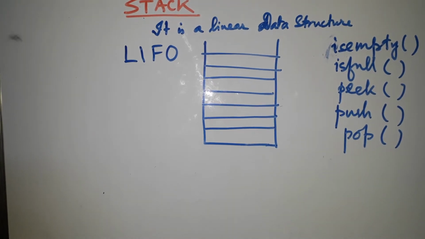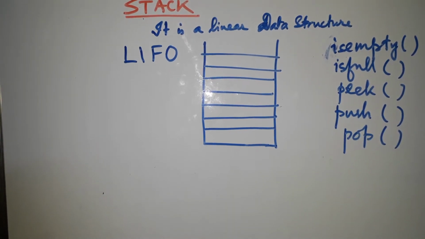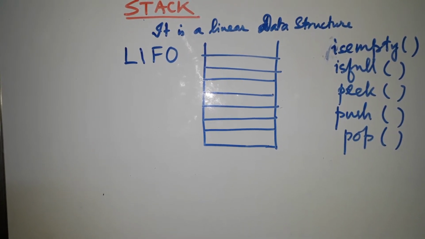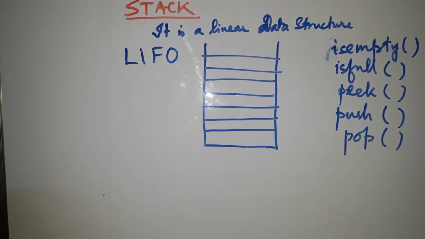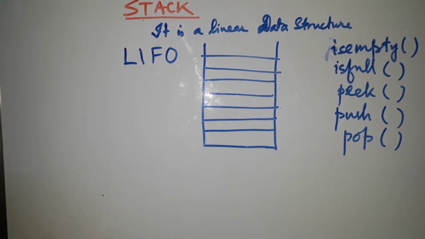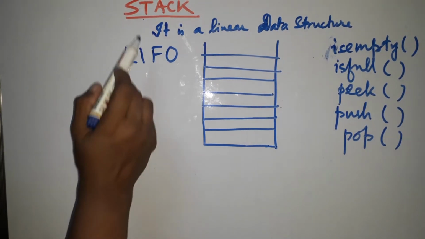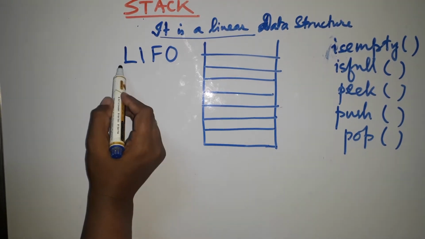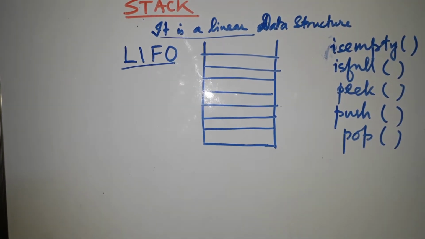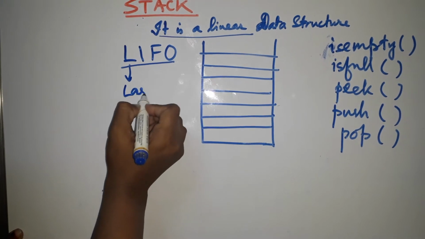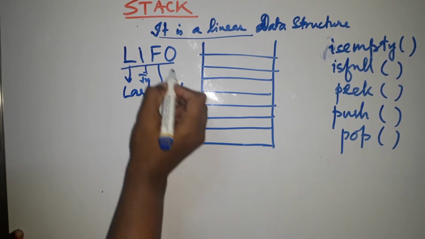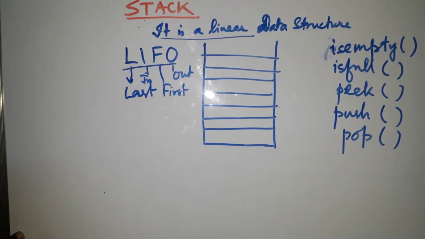What is the stack? Actually, we are familiar with the term data structure. Data structure means where all the data will be stored in an arranged way. Now, it is one type of data structure. It follows linearity. That means all the data will be stored one way. And the stack follows LIFO. LIFO means last in, first out. What's this last in, first out?